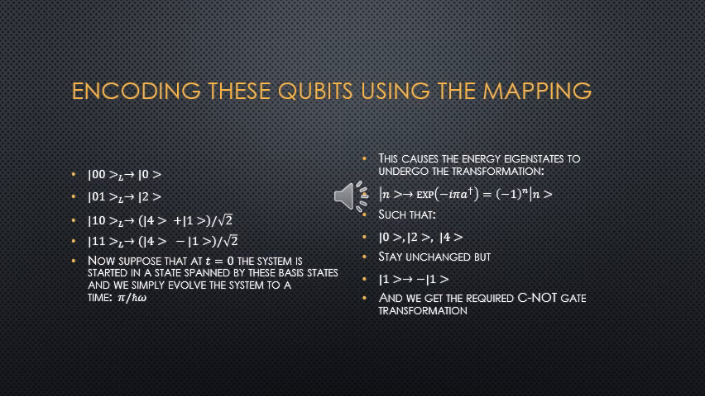We simply need to evolve the system to a time given by pi upon h cross omega. This causes the energy eigenstates to undergo a transformation represented by ket n going to exponential of minus i pi a dagger a, which is equal to minus 1 to the power n ket n, such that ket 0, ket 2 and ket 4 will remain unchanged, but it is only the sign of ket 1 that will be flipped to minus ket 1. This is how we get the required C0 gate transformation.